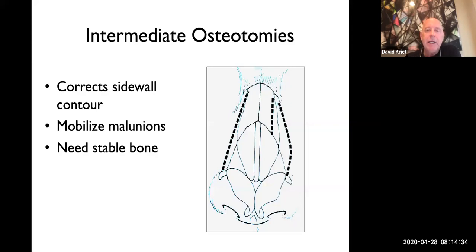Now, intermediate osteotomies are sometimes a little bit confusing, but I think of them as osteotomies that help to correct sidewall contour problems.